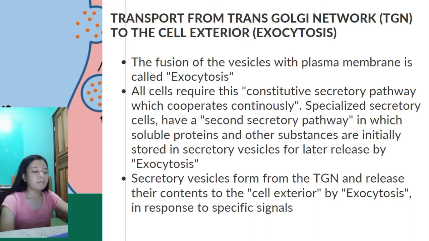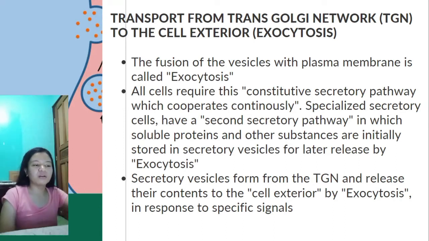So, yung mga membrane proteins and then yung mga lipids in these vesicles is nagpo-provide sila ng mga new components for the cell's plasma membrane. While yung mga soluble proteins naman inside the vesicles na to is sinisecrete sila papunta sa extracellular space. So, the fusion of the vesicles with plasma membrane is called exocytosis. Exocytosis, yung mga lahat ng cells is nire-require tong constitutive secretory pathway which is nagko-cooperate siya continuously.